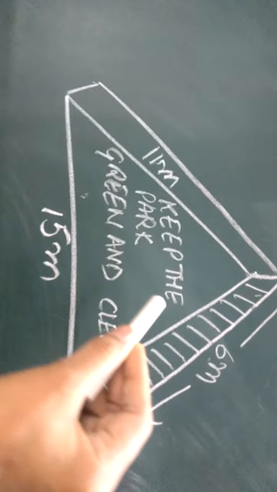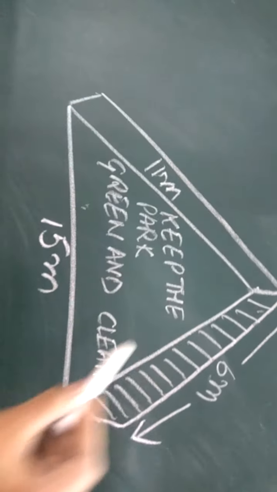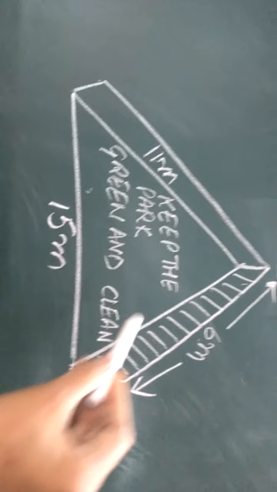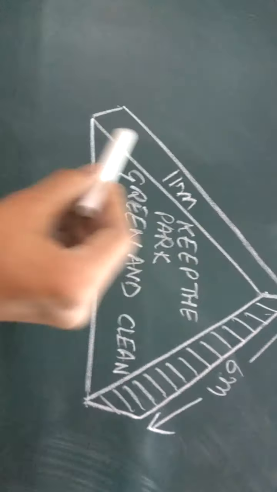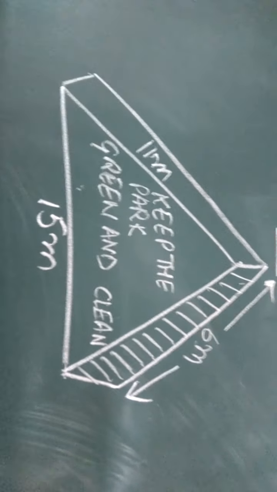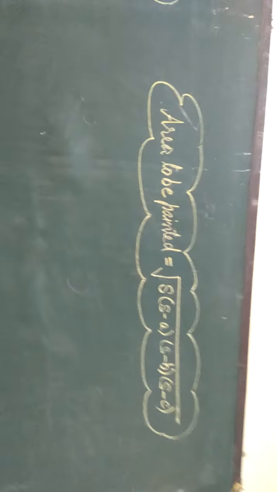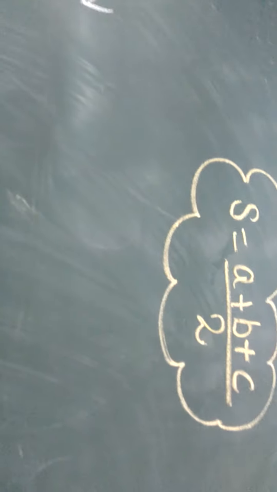So dear students, as the wall is in triangular shape, we have to paint this triangular shaped wall. So we will find out the area of this wall, and because all the three sides are given to us, we will use Heron's formula. Yesterday I taught you, before using Heron's formula, we must find out the semi-perimeter. So let us start finding out semi-perimeter.